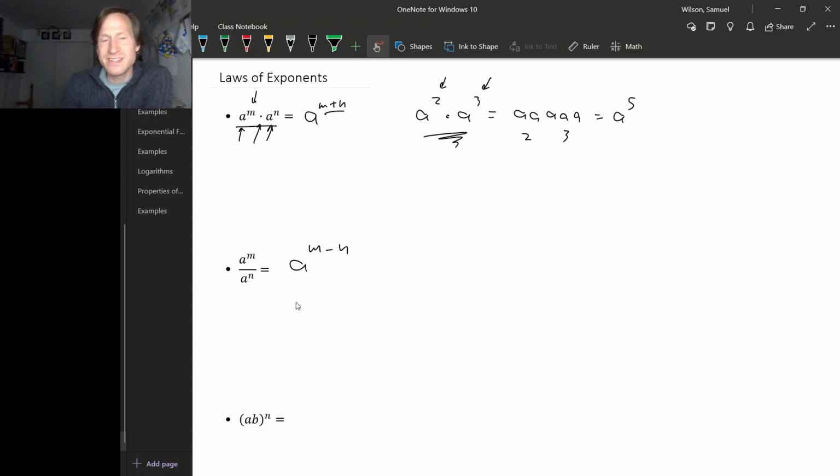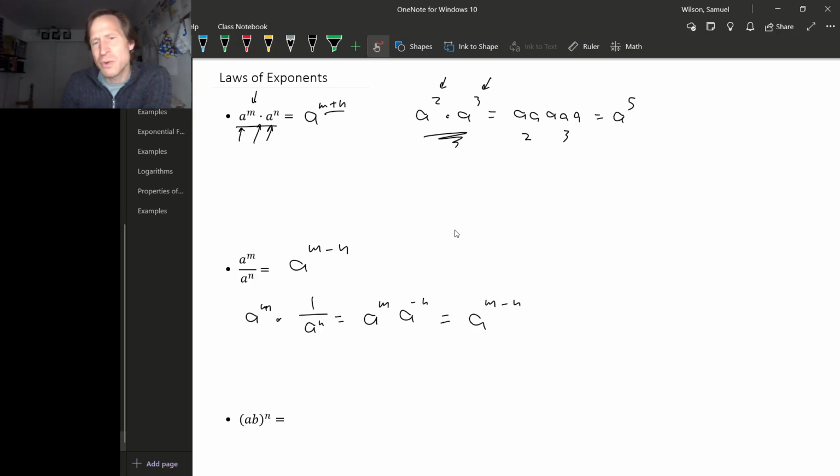There are a couple of ways to see this. One nice way is, we can write this as a to the n times a to the m times 1 over a to the n. But 1 over a to the n, by definition, that's a to the minus n. But then we can use the product to addition formula that we just talked about to add these. So we get m plus negative n, which is m minus n.